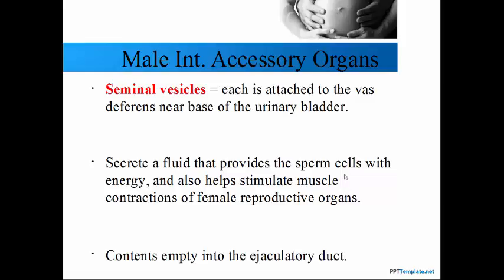They attach near the base of the urinary bladder. The purpose of these vesicles is to secrete a fluid that will provide the sperm cells with energy, so they can have that boost of energy to be able to swim as they're ejaculated out, and hopefully to fertilize a female egg. This fluid also will help the female reproductive organs cause muscle contractions to help retain the semen that gets ejaculated inside. And of course, like everything else for the male, these contents will empty into the ejaculatory duct.